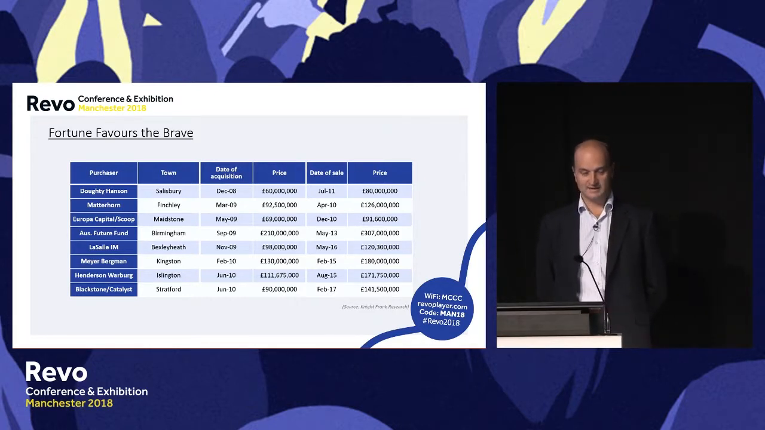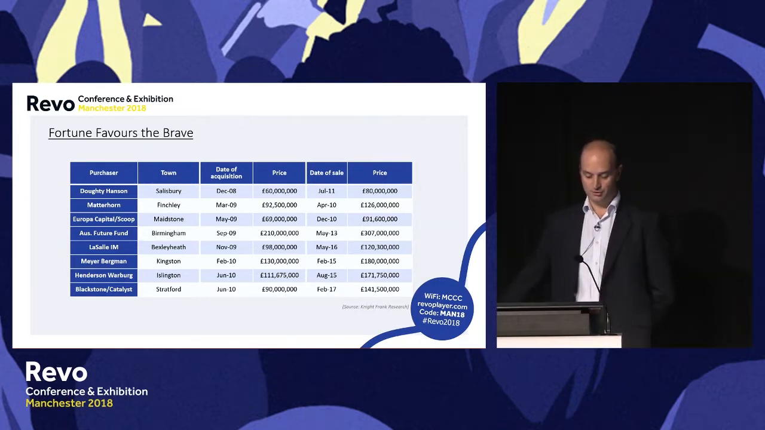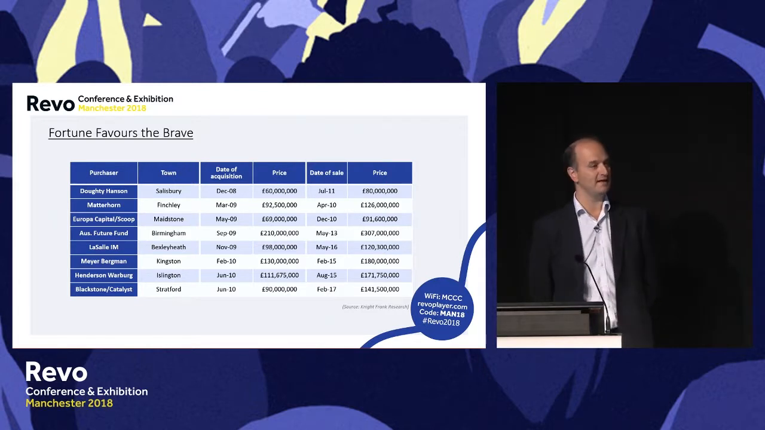And none of these assets were transformed by these investors. These assets were simply held for yield movement over the course of 1, 2, 3, or 4 or 5 years. And you can see meaningful capital uplifts were crystallized by these investors who were brave enough to invest in 2009.